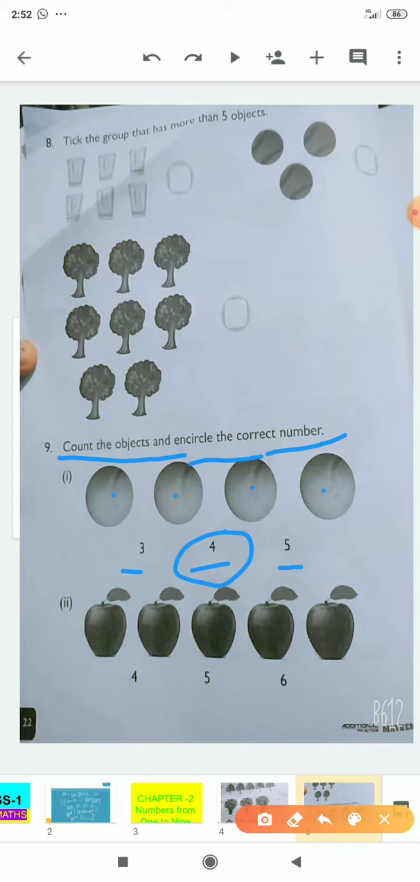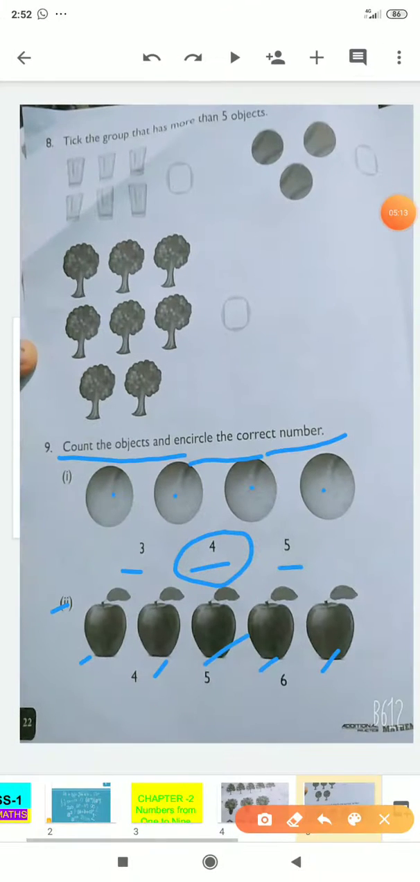Now come to the next question. Apples. Let's count how many apples there are. 1, 2, 3, 4 and 5. 5 apples are there. And down below the apples we have 3 numbers, 5, 4 and 6. So which one is the right number? Yes, this is 5. 5 apples, number 5.